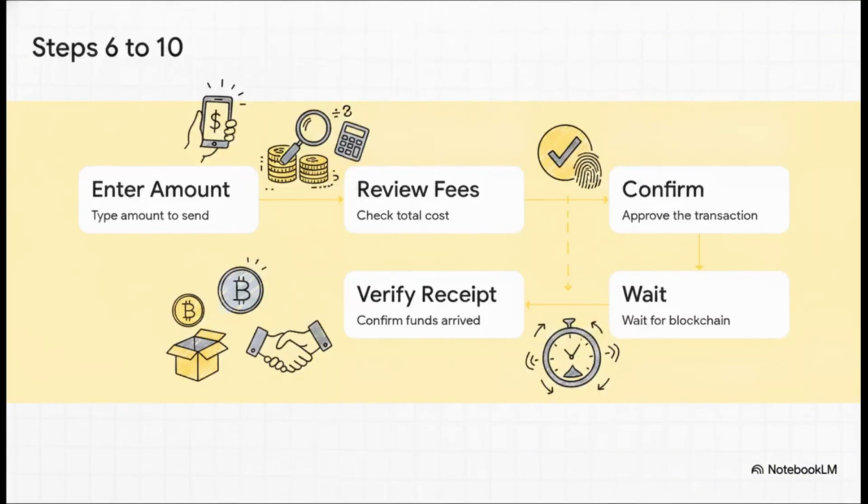All right, moving into phase 2 of our execution. Step 6 is entering the amount of cryptocurrency you want to send. Step 7 is reviewing everything, the amount, the network fee, and the total cost. Step 8 is confirming the transaction. Step 9 is waiting for the blockchain to verify it. Now remember, confirmation times totally depend on network congestion. It could take a few seconds, or it might take several minutes. Finally, step 10 is having the recipient verify that the funds actually arrived.